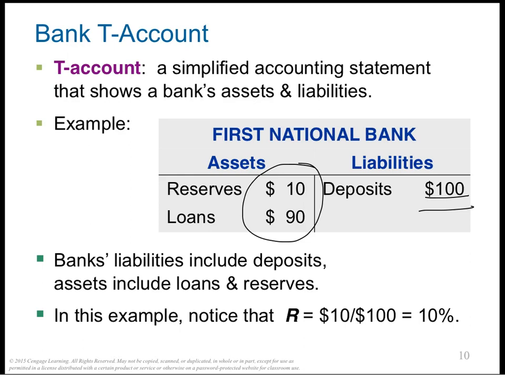So here, if we want to understand what the reserve is, here the reserve is the $10. That means the bank has to keep it in the bank's vault. And in this example, you will realize that the reserve is $10 and total assets are 100, so 10 over 100 times 100 will give you 10%. So the bank has to keep 10% of its total deposits in reserve in the bank's vault.